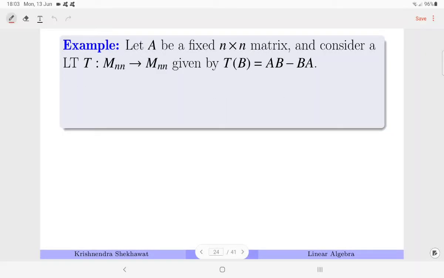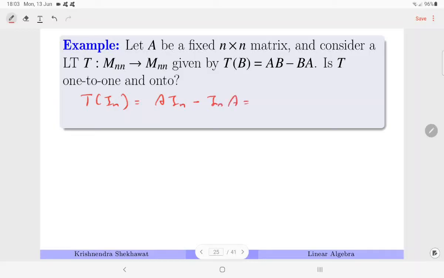Think over it, what do you say about this one? Is it 1-1 and onto? If I follow the definition and try to find the kernel T, it is not very easy. But what is interesting to observe is that T of the identity matrix is A times the identity matrix minus the identity matrix times A, and that gives me the 0 matrix.